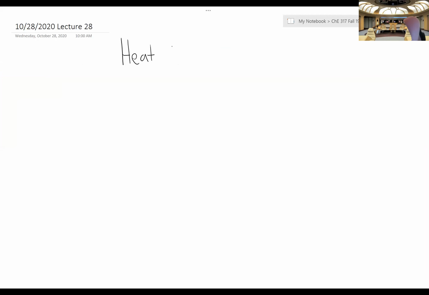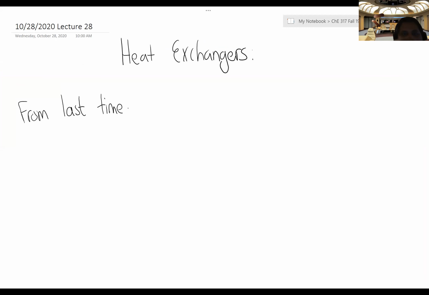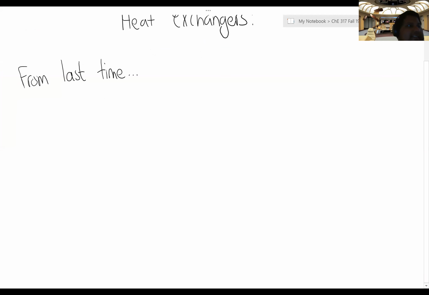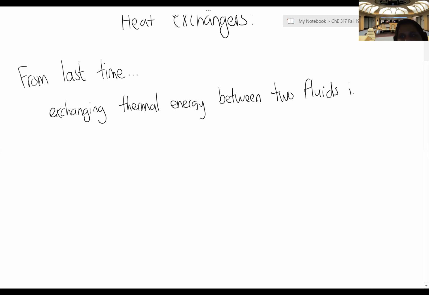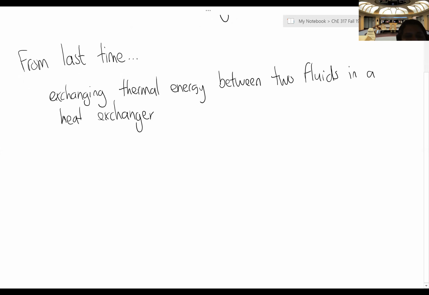So we're talking about heat exchangers. From last time, I stated for a given system, when we're exchanging heat or thermal energy between two fluids in a heat exchanger, we have to consider the change in internal energy via thermodynamics that can be determined as m Cp delta T.